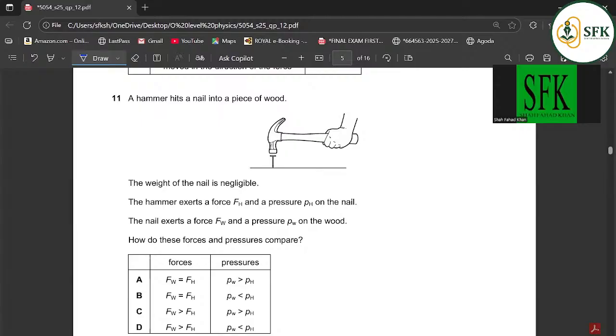So first of all, you guys can see that the area over here is much larger than the area of the nail tip, right? So that means the pressure at the nail tip is going to be much more than the pressure on top because pressure is force over area, right? If you reduce the area, the pressure increases, but the force is going to stay the same. Okay, so forces are the same, but the pressure at W is a lot more than the pressure at H. So A.